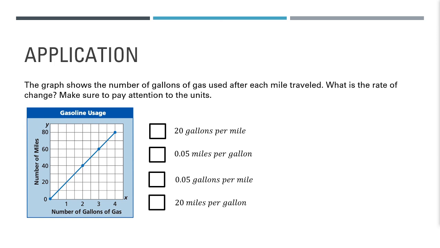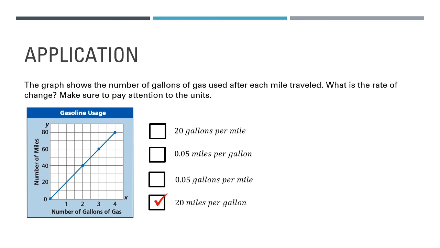The next question, the graph shows the number of gallons of gas used for each mile traveled. What is the rate of change? Make sure to pay attention to the units. The possible answers are 20 gallons per mile, 0.05 miles per gallon, 0.05 gallons per mile, or 20 miles per gallon. Pause the video and choose your answer.